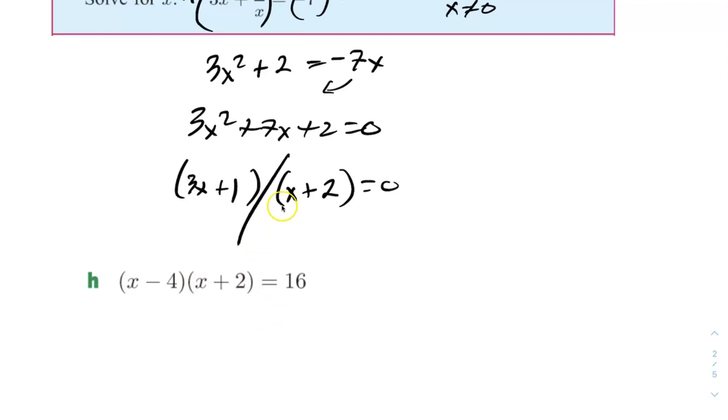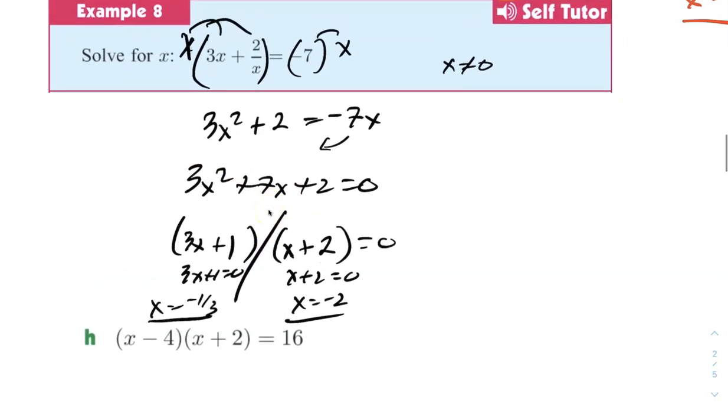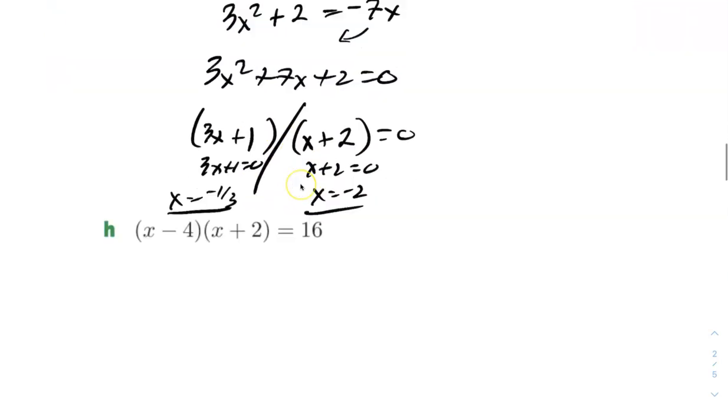Now split and solve. So here I'd get 3x plus 1 equals 0, x plus 2 equals 0. X equals negative 1/3. X equals negative 2. So this one I showed you a slightly different way of factoring it. Again, you can do it any way you want. And I didn't get 0 as an answer, so I'm good.